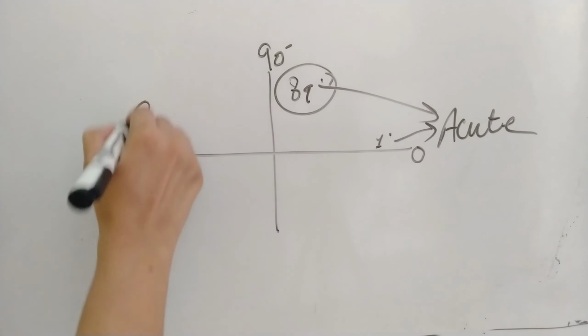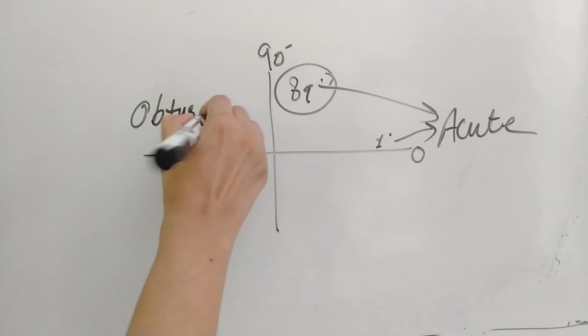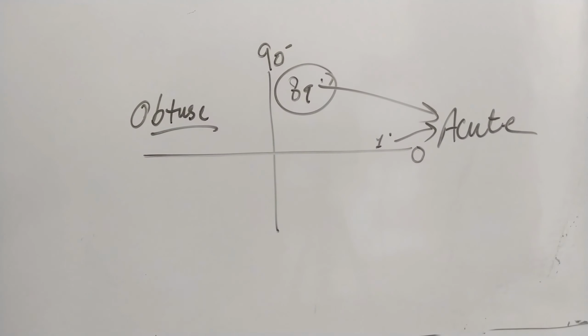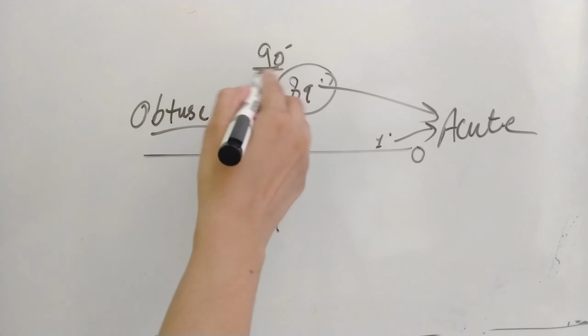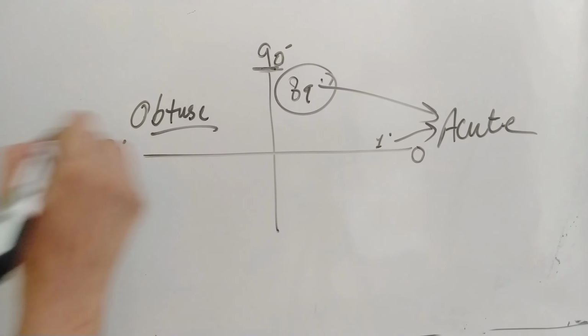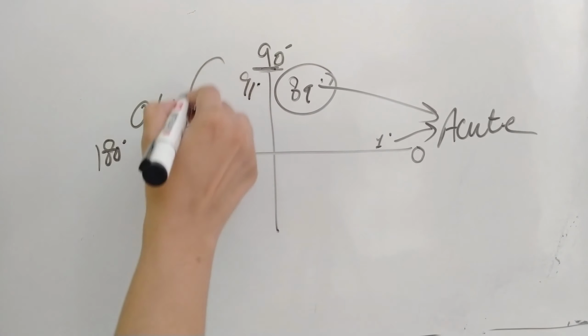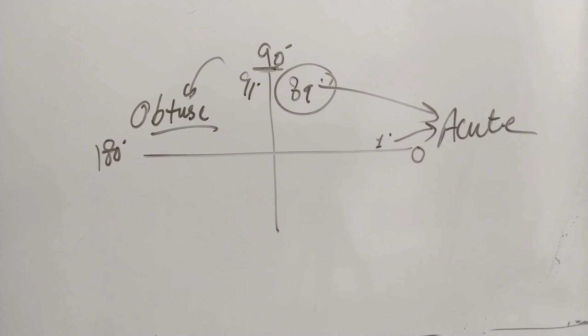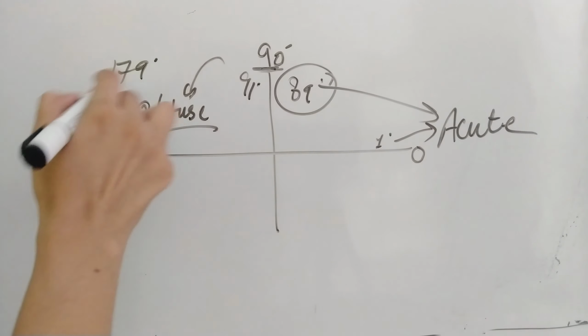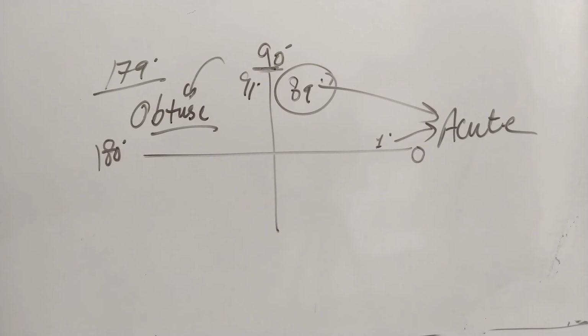Now here comes the obtuse angle. Obtuse angles are those angles which lie between 90 degrees and 180 degrees. If I say 91 degrees, it will be an obtuse angle. If I say 179 degrees, it will again be an obtuse angle.